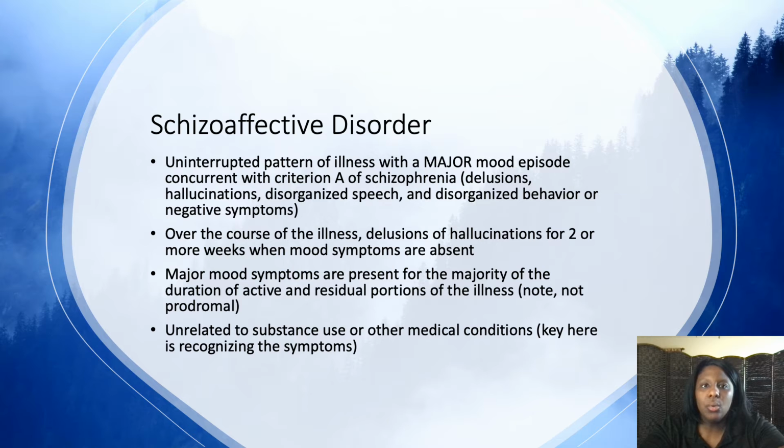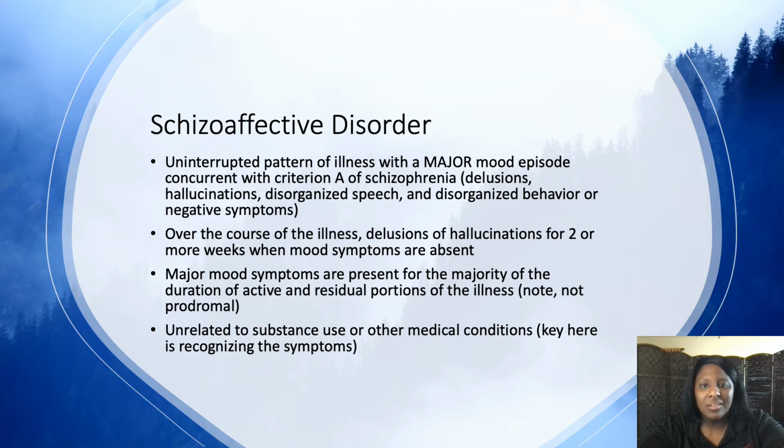As a note, when we're talking about the presence of a major depressive episode, the diagnostic feature of A1, depressed mood, must also be present. So the delusions or hallucinations must be present for 2 or more weeks in the absence of major mood episodes during the lifetime of the illness. So whenever the mood disorder subsides, either the manic episode or the depressive episode has ceased, the psychotic features would still be present for at least 2 weeks. That is what differentiates schizoaffective disorder.